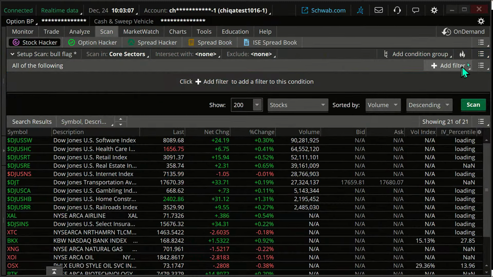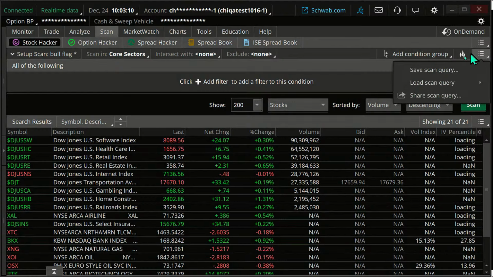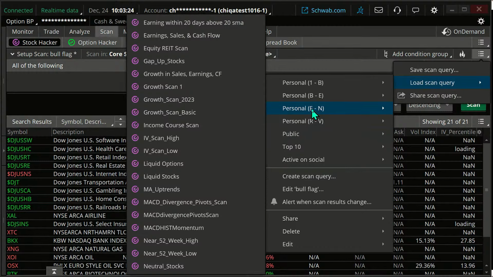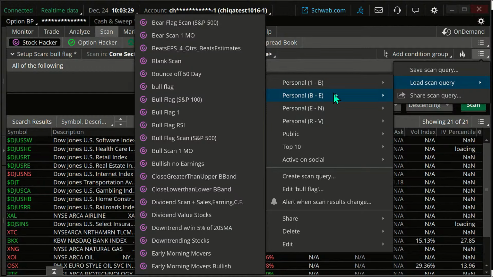I can go up here and pick a scan query, either a pre-established one. Look, public scans: I can look for stocks that are at new yearly highs, or various things. Or I have saved scans, and we'll talk about some of those. The scans I show you today, I will share with you. I'm not going to spend the time building the scan today, because I just don't have enough time to get through all that I want to go through. But I'll share with you the scans I have, and then feel free to tweak them.